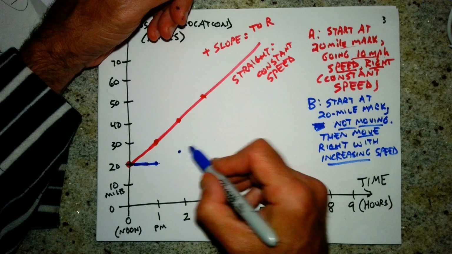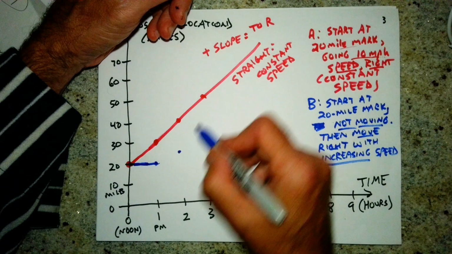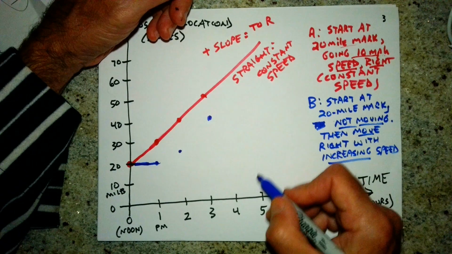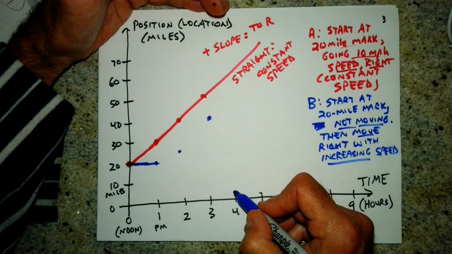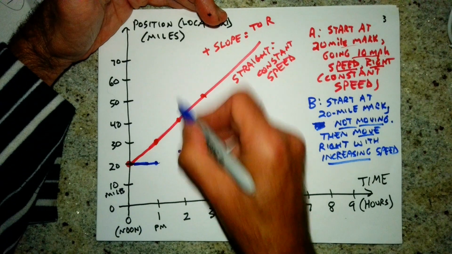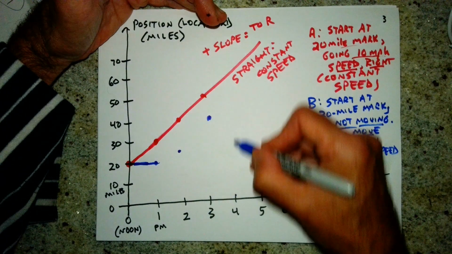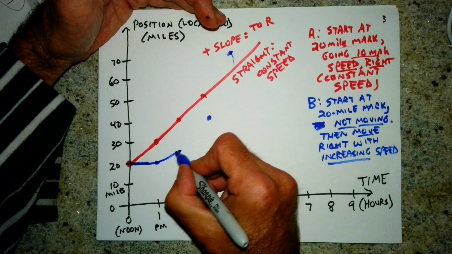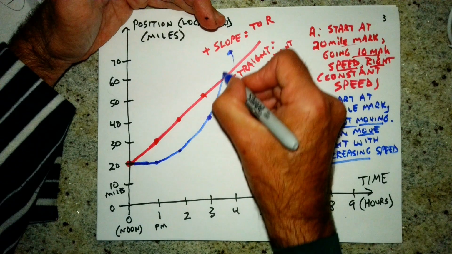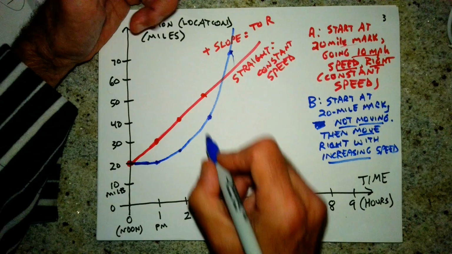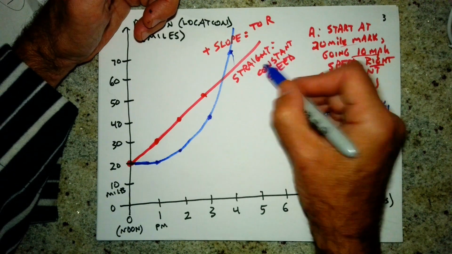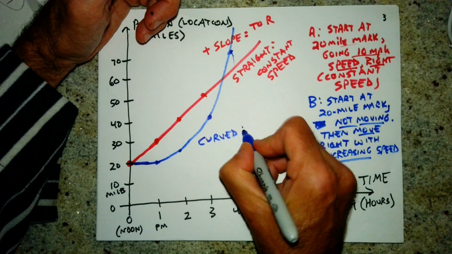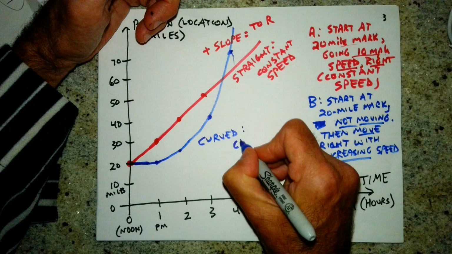The next hour, from 2 to 3, maybe it goes 15 miles to the right. So from 25 to 40. And maybe in the next hour, from 3 to 4, it goes 30 miles to the right. So from 40 to 70. So I go 4 p.m. in the afternoon, 70-mile marker. So look at the shape you get. Okay? The red one's straight, which indicates constant speed. This one's curved. The blue one is curved, which indicates changing speed.